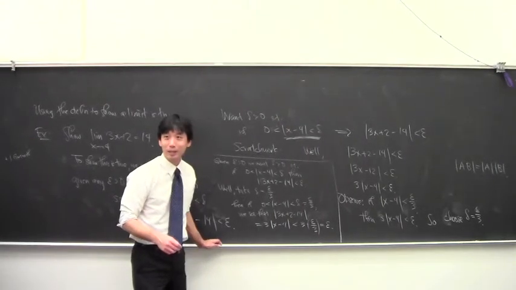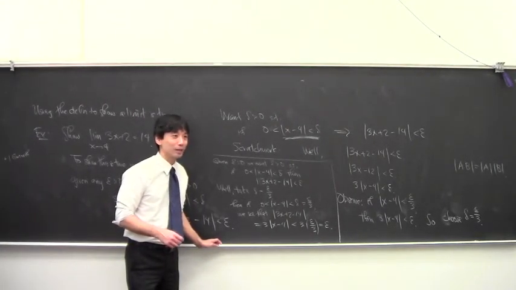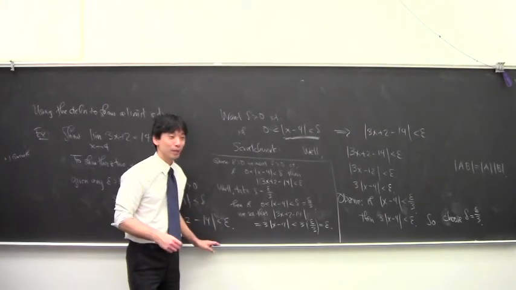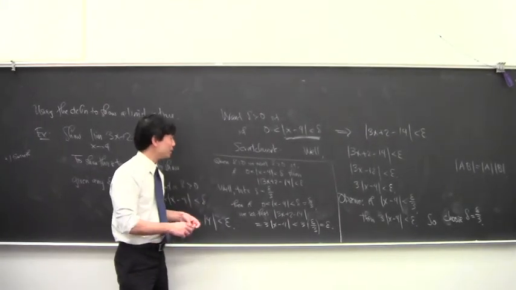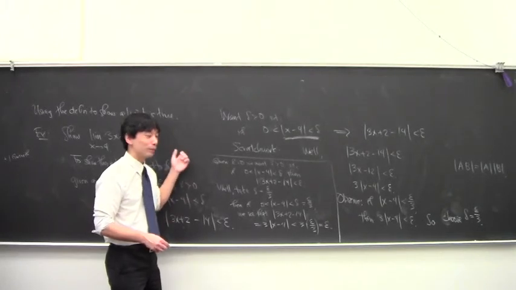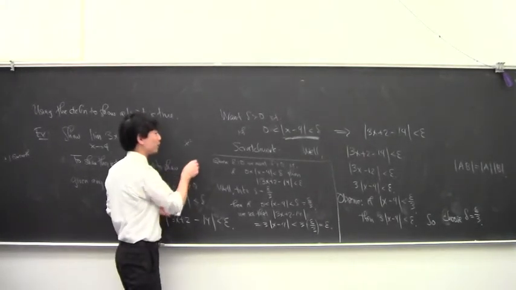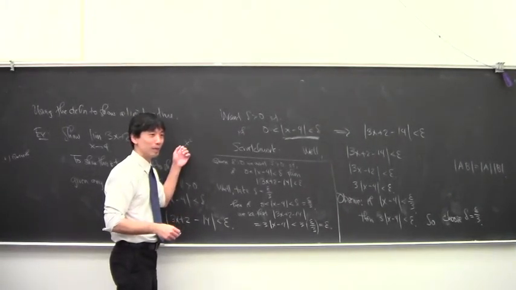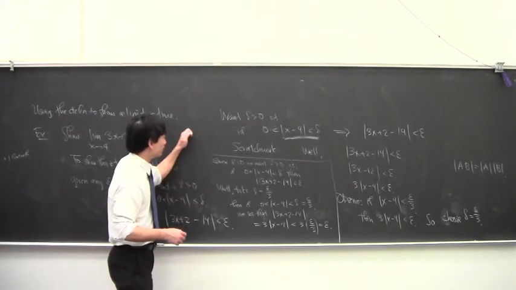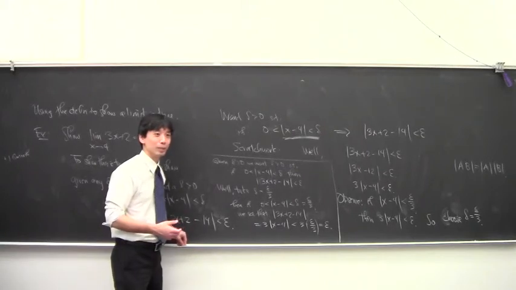Okay. Any other questions? Yeah, Claire. Is delta always epsilon over the slope? For a line, yes. For a line, it's always going to be that way. But suppose you have a quadratic, x squared. Then what happens? Well, it's a little bit trickier, and there are ways to do it.